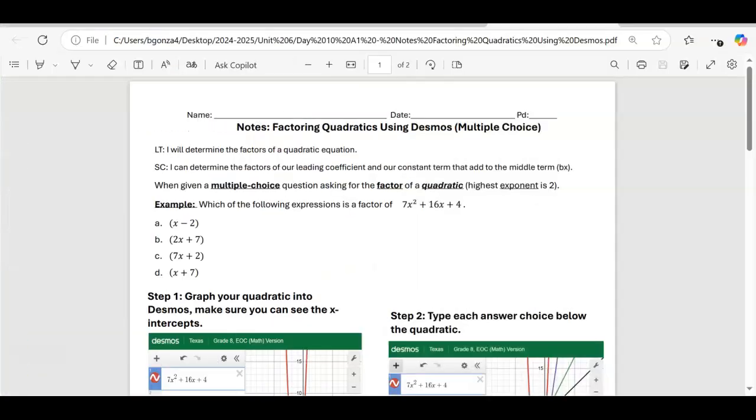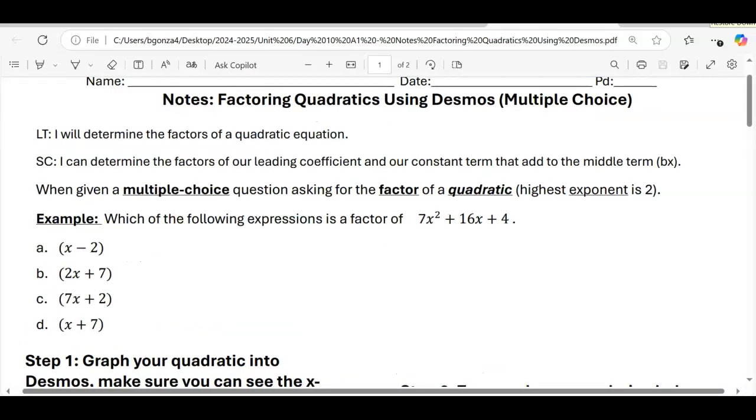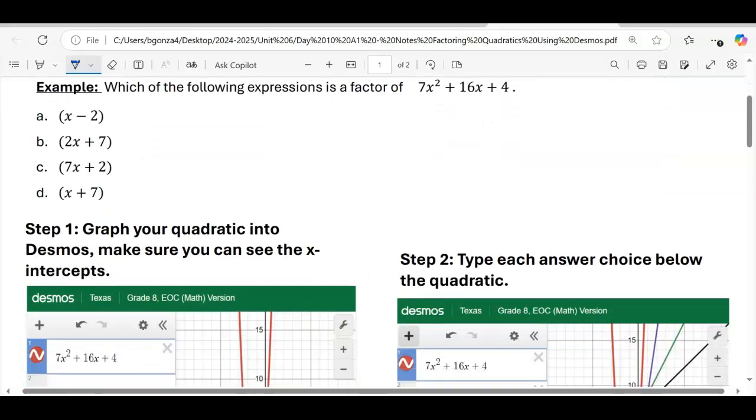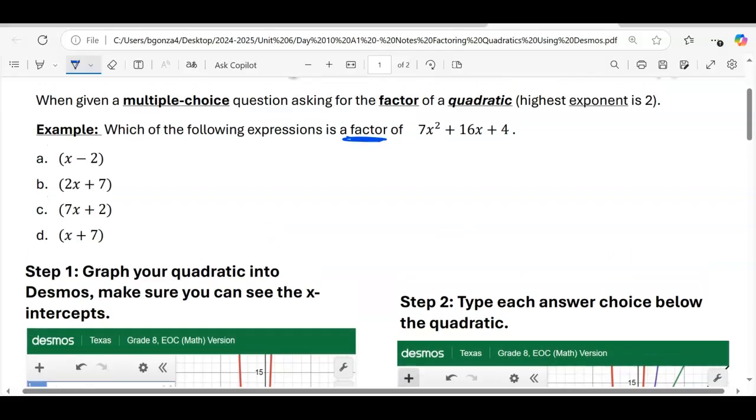All right, so notes on factoring quadratics using Desmos. Okay, so see this keyword here, factoring. When you see the word factor, because you're factoring, sometimes you'll have a question like this example right here. Which of the following expressions is a factor of this trinomial, 7x squared plus 16x plus 4? Underline the word factor. Right?